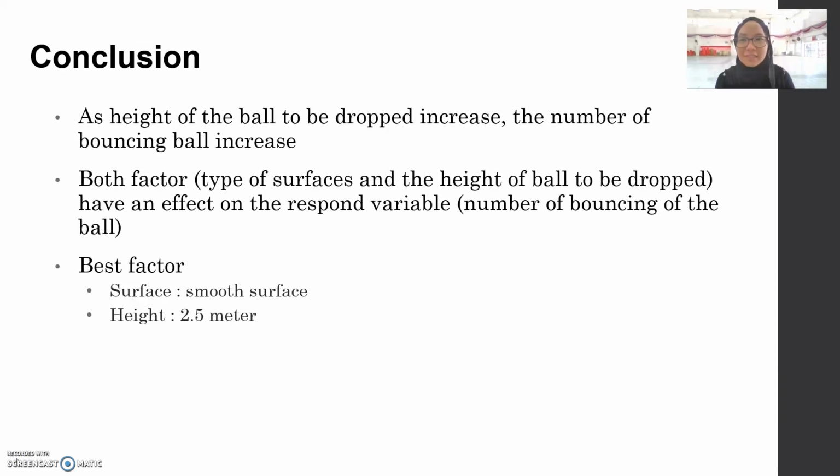Okay, and then the last part is the conclusion. For the conclusion, as the height of the ball to be dropped increases, the number of bounces increases, while both factors, which are the type of surface and the height of the ball to be dropped, have an effect on the response variable, which is the number of bounces of the ball. Based on this experiment, we conclude that the best factor for the surface is the smooth surface, while for the height it is 2.5 meter.